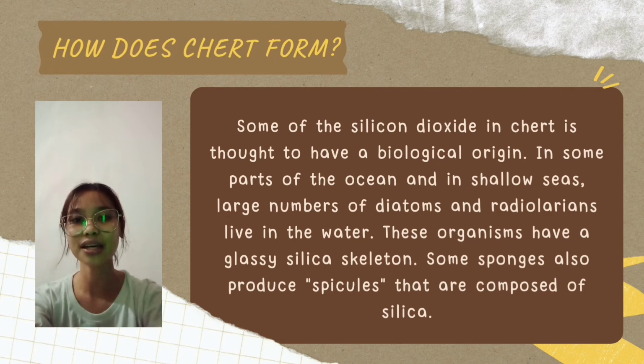Some of the silicon dioxide in chert is thought to have a biological origin. In some parts of the ocean and in shallow seas, large numbers of diatoms and radiolarians live in the water. These organisms have a glassy silica skeleton. Some sponges also produce spicules that are composed of silica.